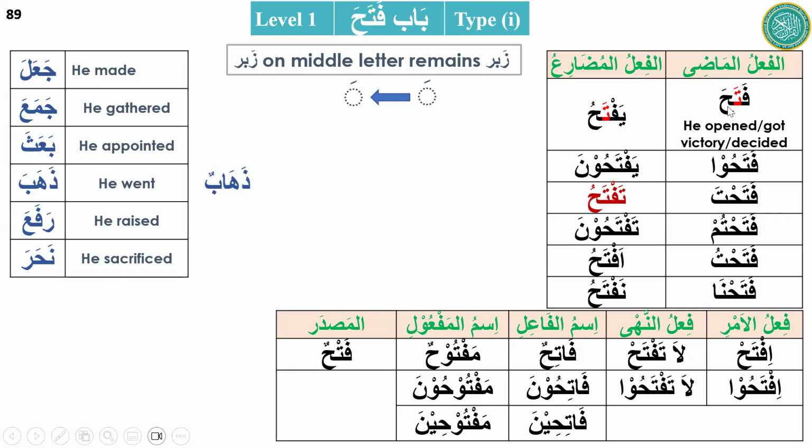Okay, now complete the table with translation, please. Fataha, he opened. Fatahu, they opened. Fatahta, you opened. Fatahtum, you all opened. Fatahtu, I opened. Fatahna, we opened. Yaftahu, he opens or he will open. Yaftahuna, they open or they will open. Taftahu, you open or you will open. Taftahuna, you all open or you all will open. Aftahu, I open or I will open. Naftahu, we open or we will open.